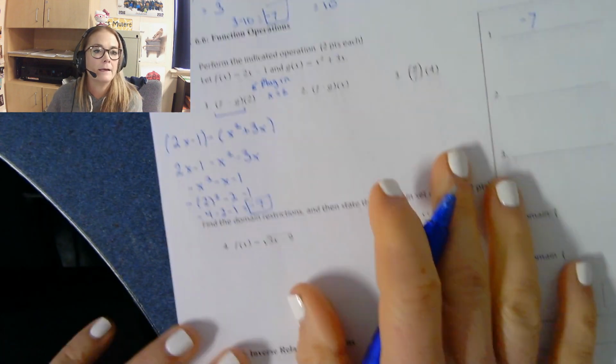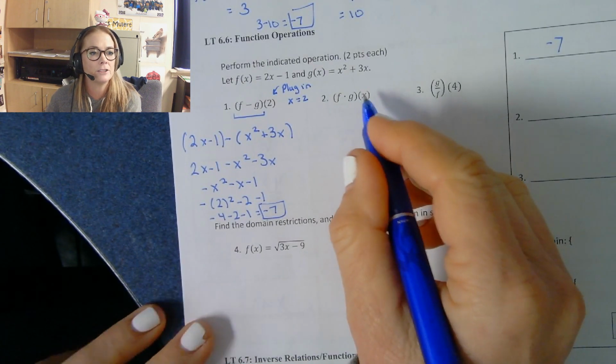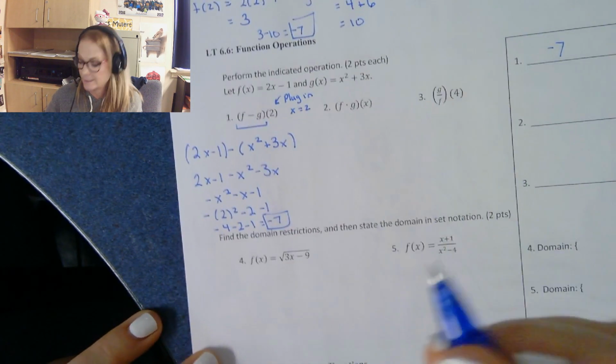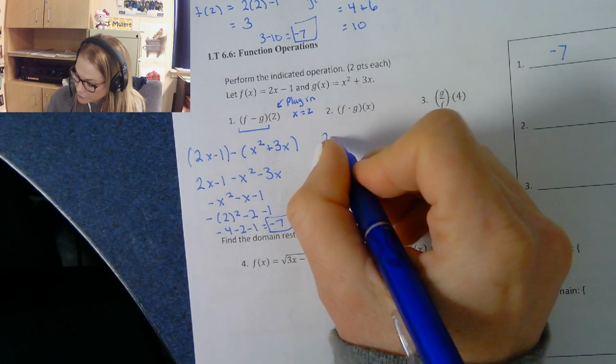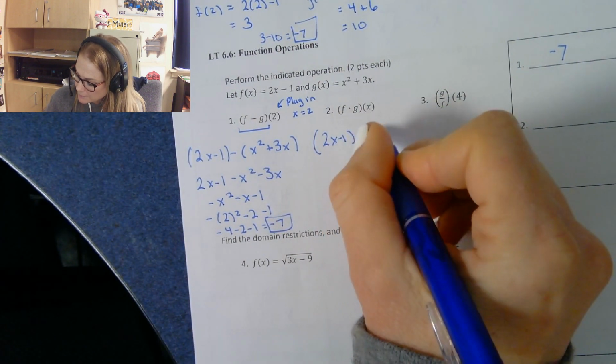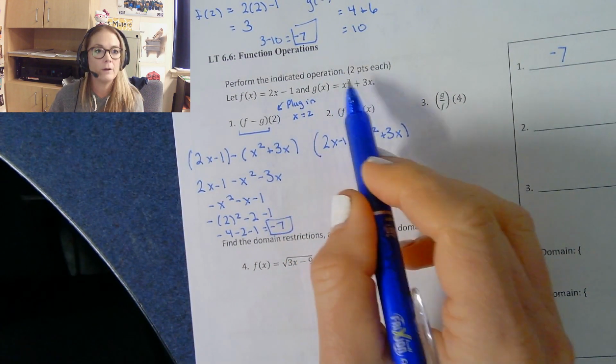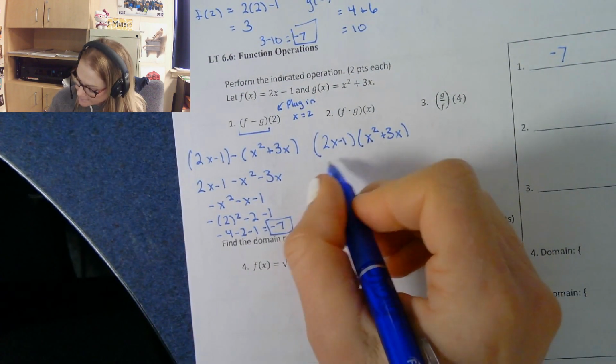All right. And then here, f times g of x. So there's nothing to plug in here. So this just wants this multiplication. So f is 2x minus 1, and g is x squared plus 3x. So that's a binomial and a binomial, a FOILing situation.